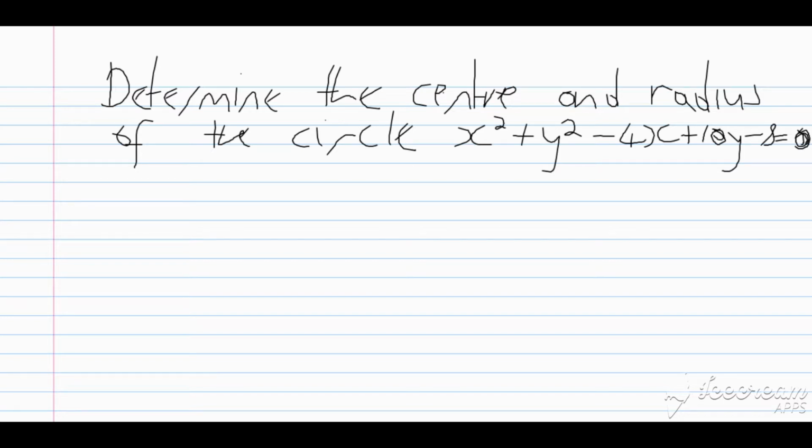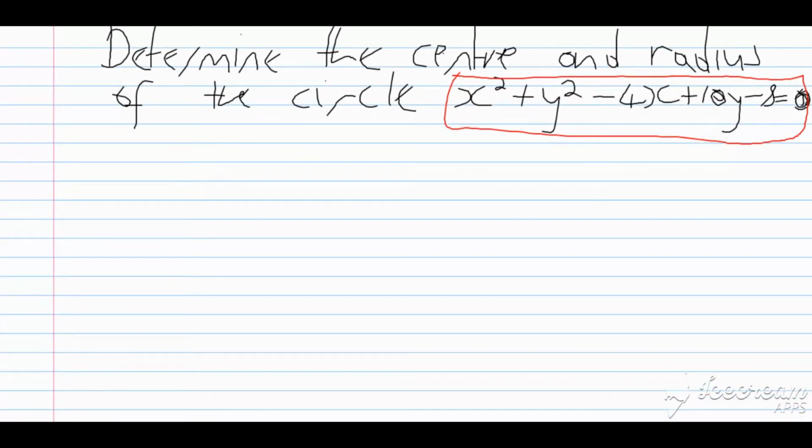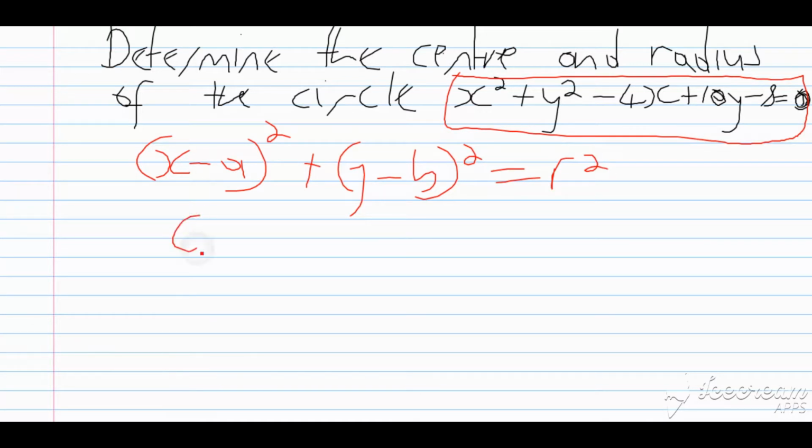Determine the center and radius of the circle x squared plus y squared minus 4x plus 10y minus 8 equals 0. As you can see, this form is the general form of the equation of the circle. Now, if I'm going to determine the center and the radius, I have to put it in the standard form. Let me remind you what the standard form is. The standard form is x minus a all squared plus y minus b all squared equals r squared. In this form, I know that a and b is the center, and I know that r is my radius.